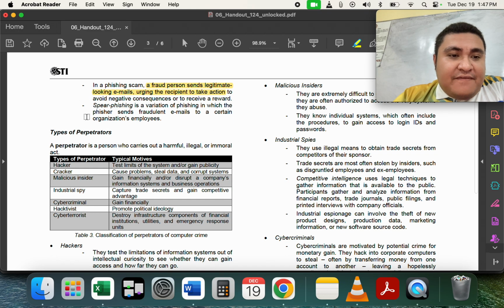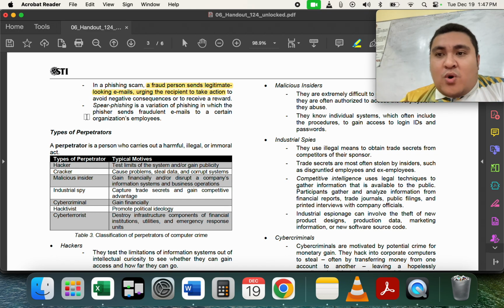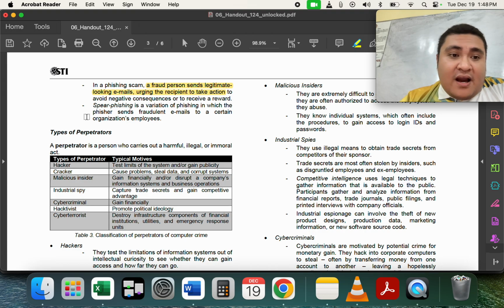Now, we usually call internet crime perpetrators criminals, right? But they are categorized into different categories. So we have here the types of perpetrators and their typical motives. I'll just discuss the table, and the rest is discussed in your handout.